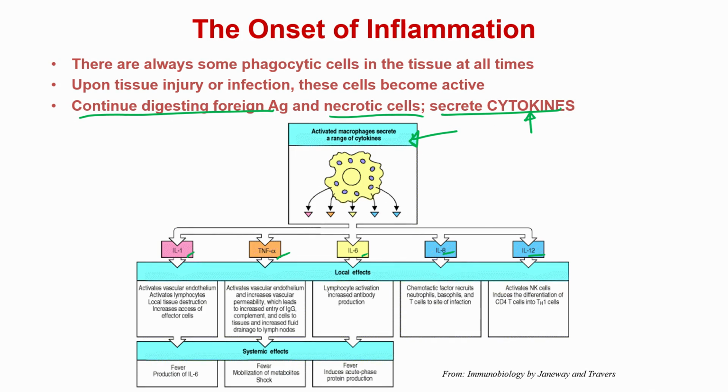But what will basically happen is, for example, if IL-1 is released, it is going to cause activation of the vascular endothelium, it is going to activate any kind of lymphocyte, which is a type of immune cell, in the surroundings, cause local destruction of the tissue, and will even cause an increase in the effector cells, which are the cells that are going to kill anything foreign or help in its eradication, to come into the site.